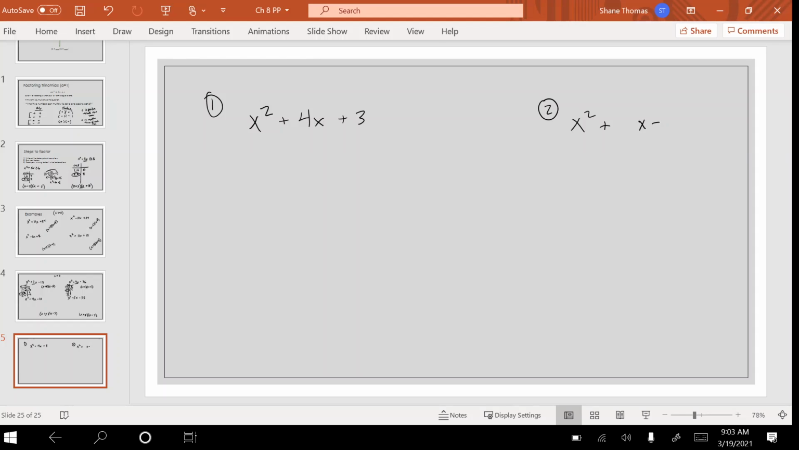Second one, x squared, let's go. Okay, it's my thought process to write them.